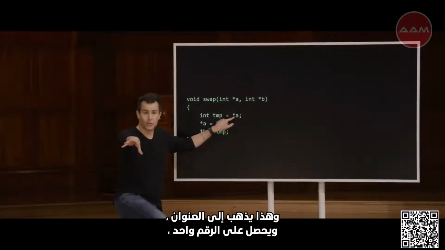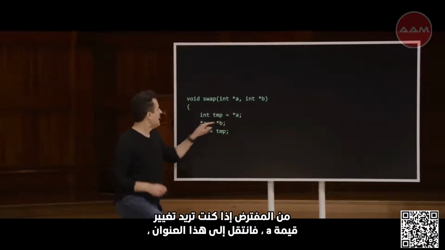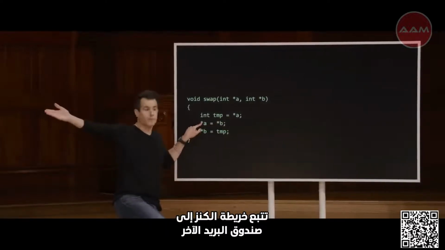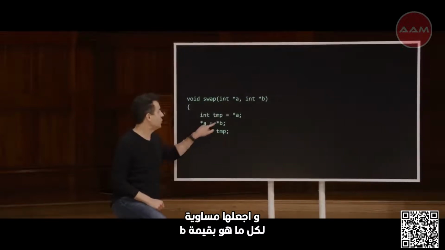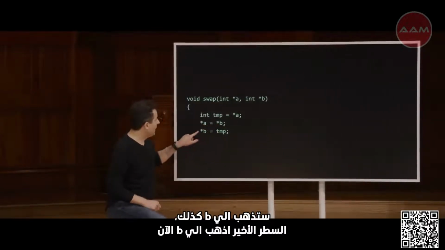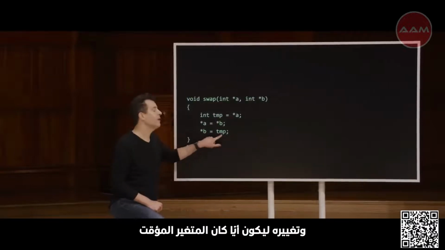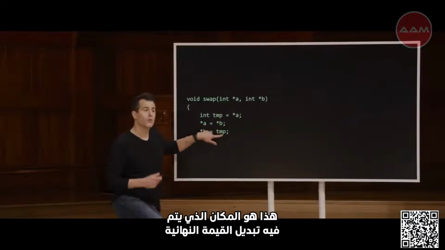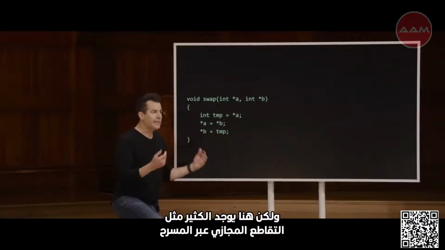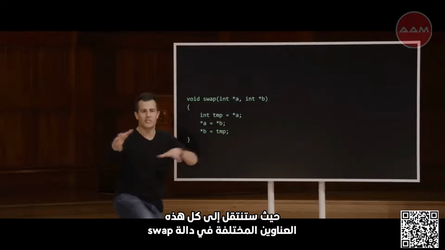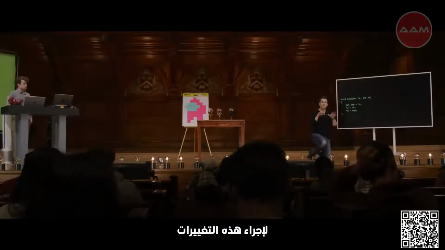And that goes to the address, grabs the number 1, presumably. If you want to change the value of a, you go to that address, you follow the treasure map to the other mailbox, and you set it equal to whatever's at the value of b. You go to b as well. Last line, you go to b now and change it to be whatever the temporary variable was, which happened to be the same as a. So that's where the final value gets swapped. But here, there's a lot more crisscrossing, metaphorically across the stage, where you're going to all of these different addresses in the swap function to make these changes.